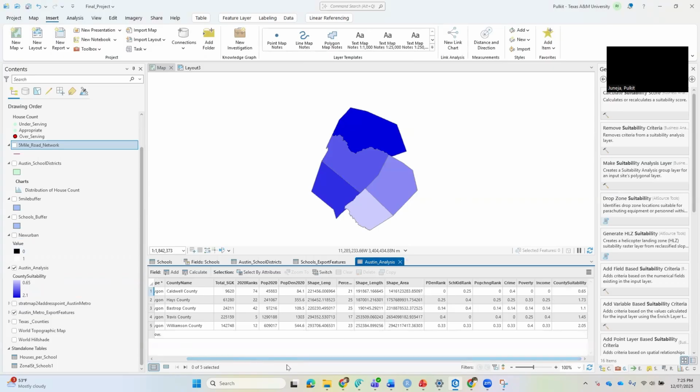The context in which these counties were ranked was firstly based on the population, then population density, the percent of school-going kids, crime, poverty, and income level. All these were ranked, and Z-score calculation was used, and then all the ranks were summed up to get the county suitability for individual counties for the school zones.